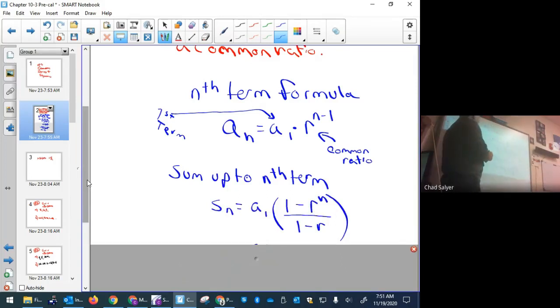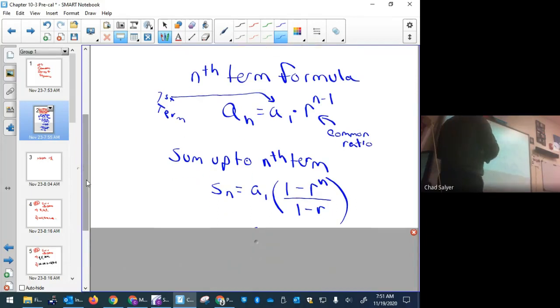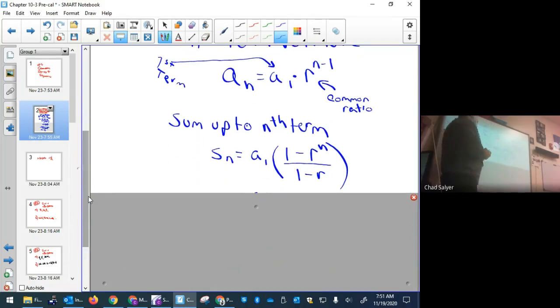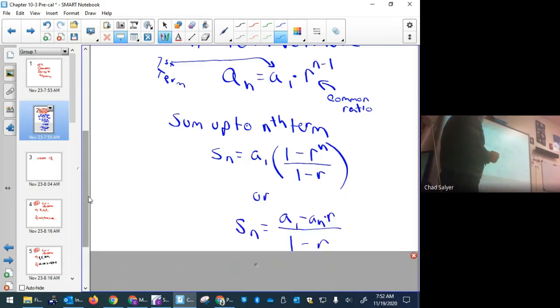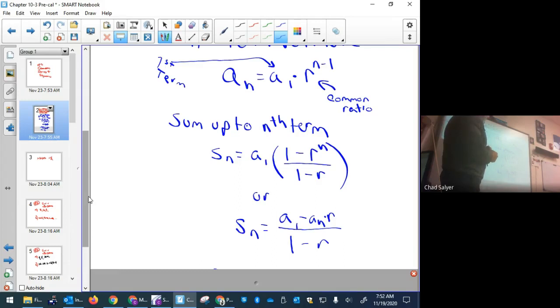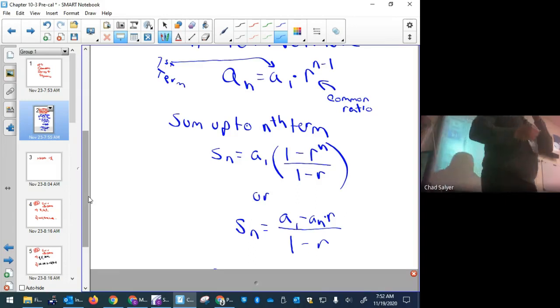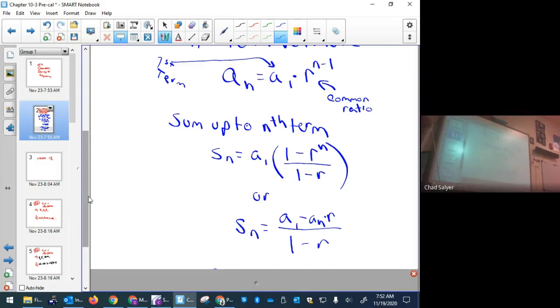Now the sum up to term n, there's a couple different scenarios. Scenario 1 is this finite sum formula. And that's a sub 1 times, inside the parentheses, 1 minus r to the n power over 1 minus r. And then there's also this formula, a sub 1 minus a sub n times r over 1 minus r. So just like arithmetic sequences, there's two formulas. I'll probably use the first one primarily, but the other one exists if you need it.